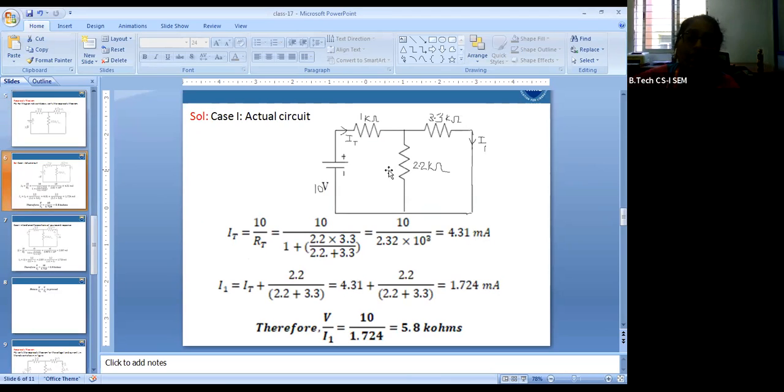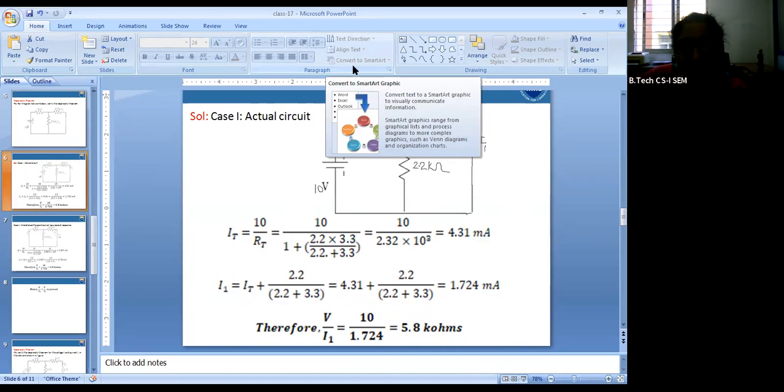So in case 1, the actual circuit, I want the current I1, that is here. To get the current in this path, how do we solve this circuit? Can somebody respond in the chat box? How can we find current I1 here? There are a number of ways we can do it. Respond in the chat box.